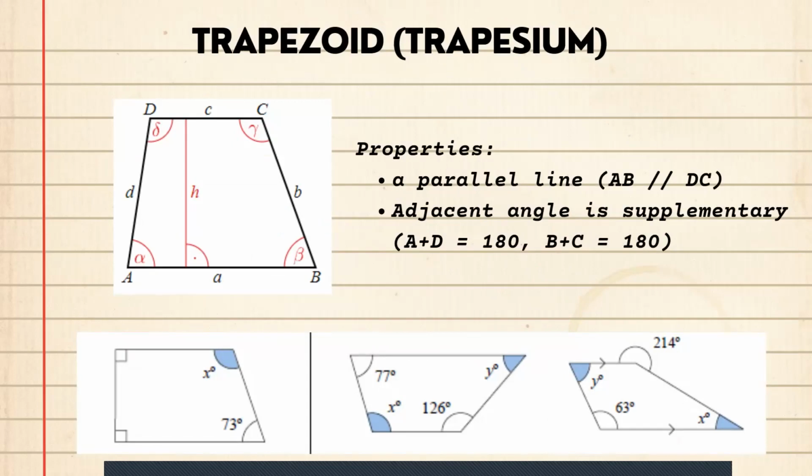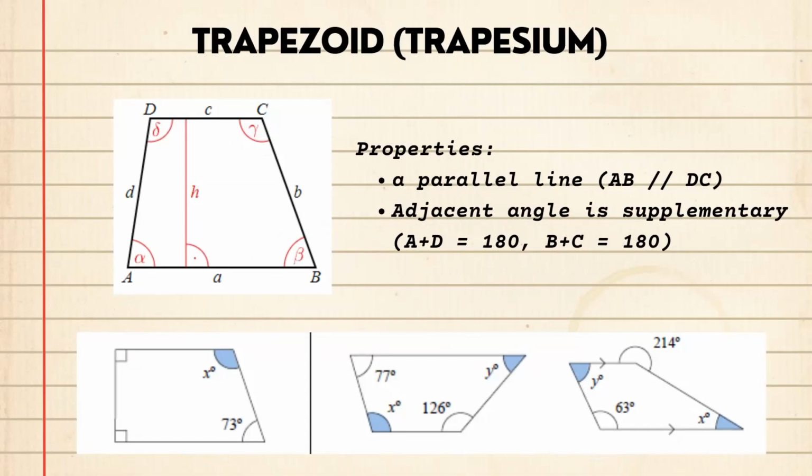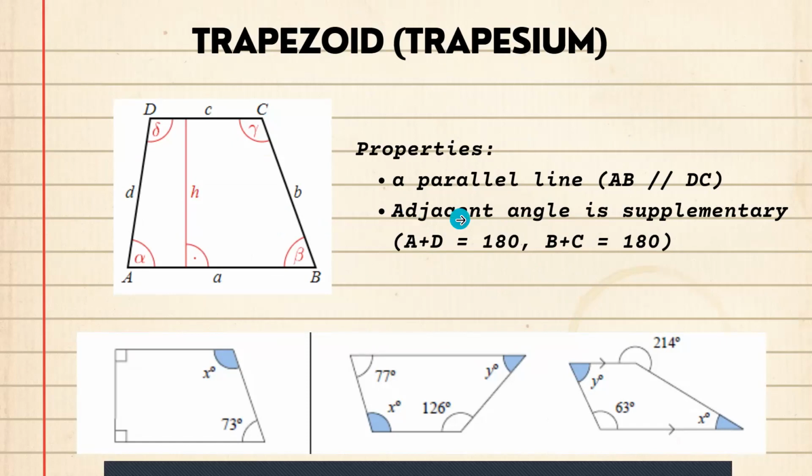This is the same as the previous one, but remember, if it is just an unusual trapezoid, it has parallel lines and adjacent angles. For example, A and D, B and C, they are supplementary. So A plus D is 180, B plus C is 180. So if A is 100, what is the value of D? Yup, 180 minus 100, which is 80.